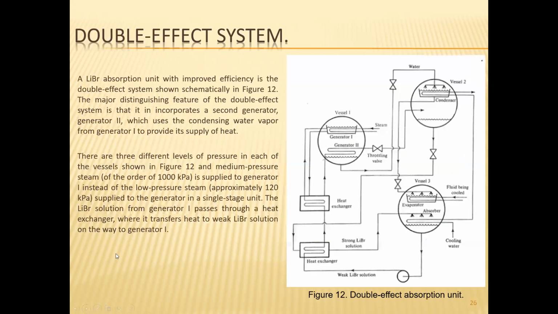So, double effect system. So, it just gets worse and worse. So, double effect. What is that? Generator, condenser, absorber. Absorber again. Then, that's it. A lithium bromide absorption unit with improved efficiency is the double effect system shown schematically in figure 12. The major distinguishing feature of the double effect system is that it incorporates a second generator.